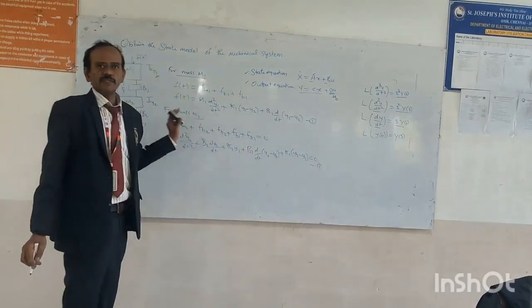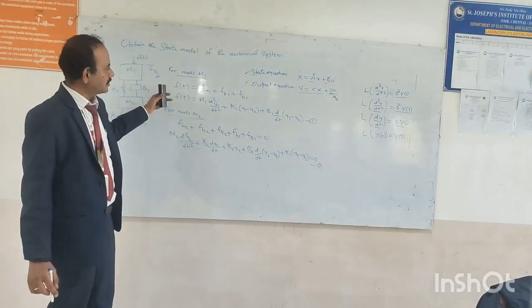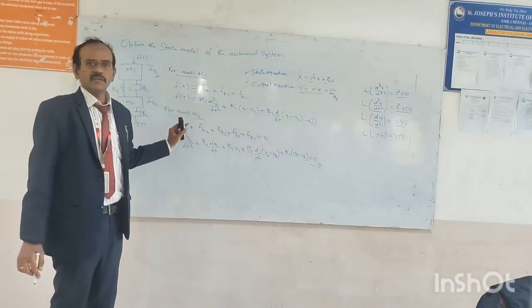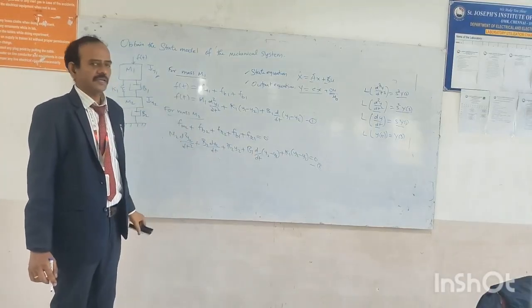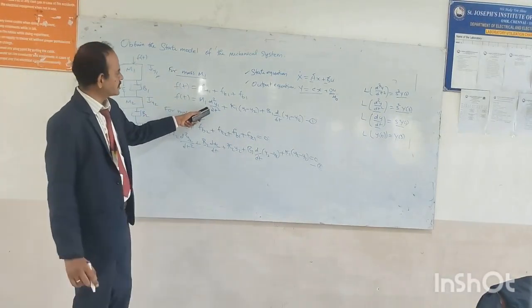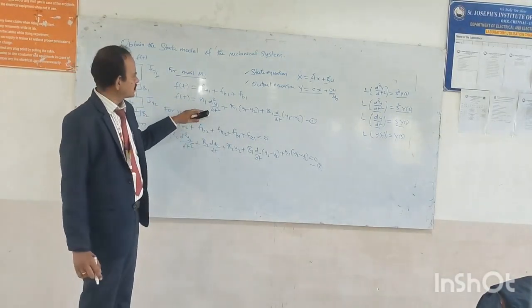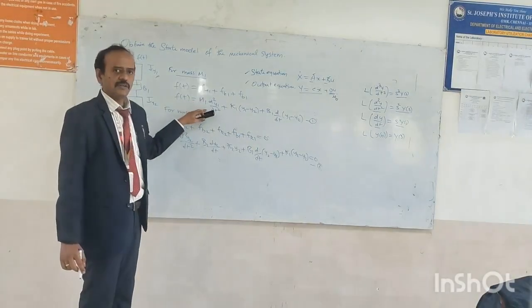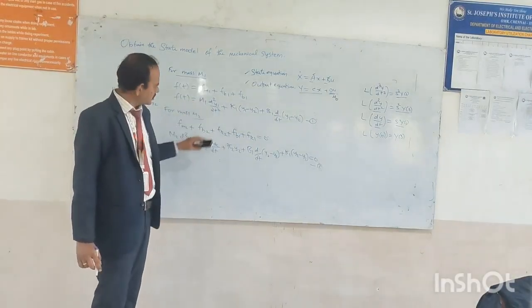So we got two differential equations. Now we have to convert these differential equations into state form, that is, the state equation as well as the output equation. For that, we need to take these differential equations. We have two differential equations, so we will see the highest degree. The highest degree here is 2, and here also the highest degree is 2.